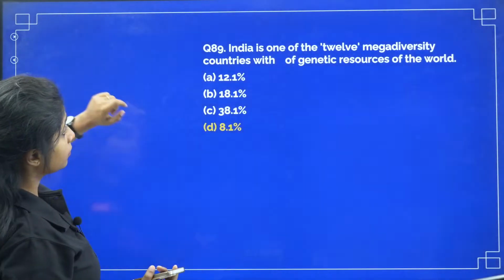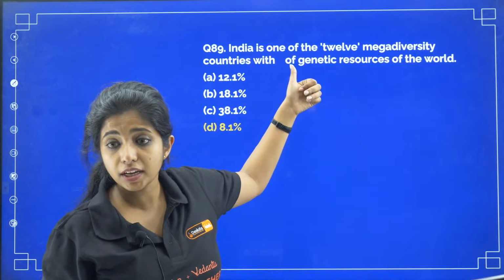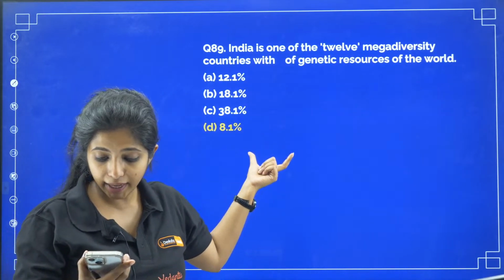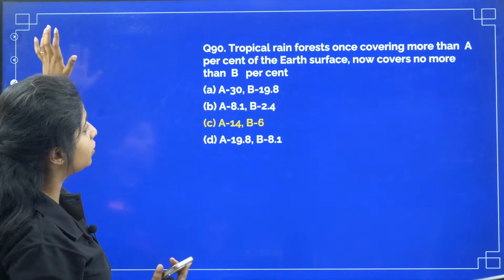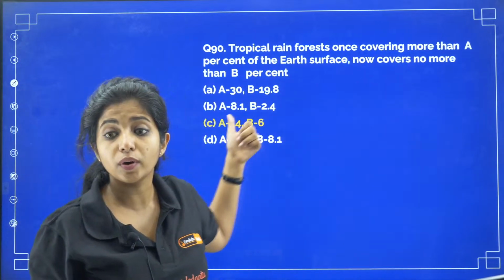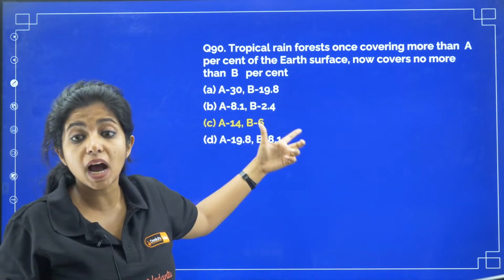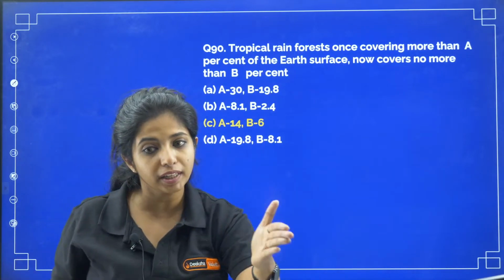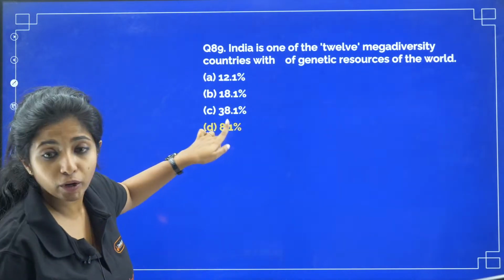Okay. Next thing, India is one of the 12 megadiversity countries with 8.1% of the genetic resources of the world. Remember that. Tropical rainforests were occupying almost 14%, but now it's just 6. So 14's half is 7, so you can remember 6 is nearest to that. 14 and 6. Okay, and here it is 8.1%.